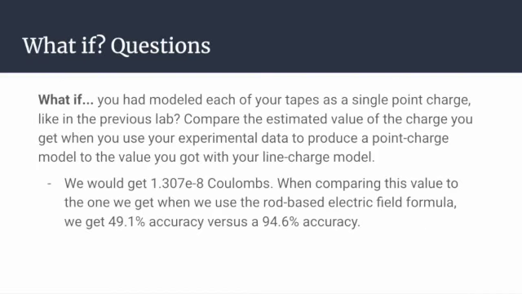Some what-if questions were involved in this lab. First off, what if you had modeled each of your tapes as a single point charge like in the previous lab? From the data and calculations slide and the previous lab, we saw that we would get 1.307 times 10 to the negative 8 coulombs. And using Newton's third law, we can determine its accuracy by seeing if it's equal to the force of gravity. When comparing this value to the one we get when we use the rod-based electric field formula, we get a 49.1% margin of error versus a 94.6% margin of error. And this is determined by finding the charge that results in an equal and opposite force to the force of gravity and then comparing these charges to it.